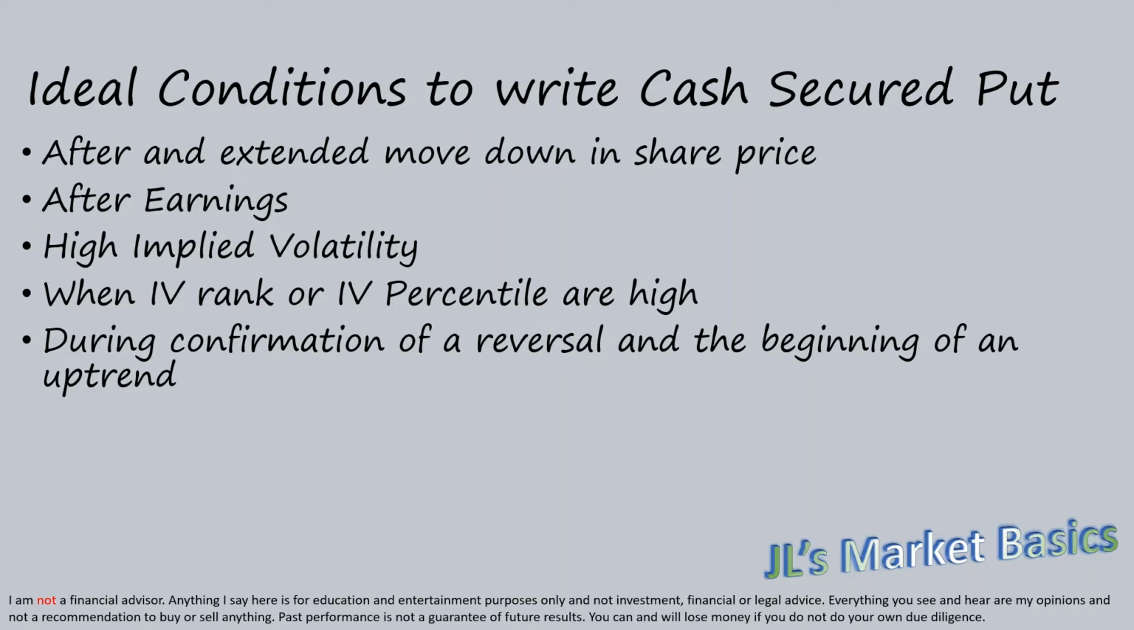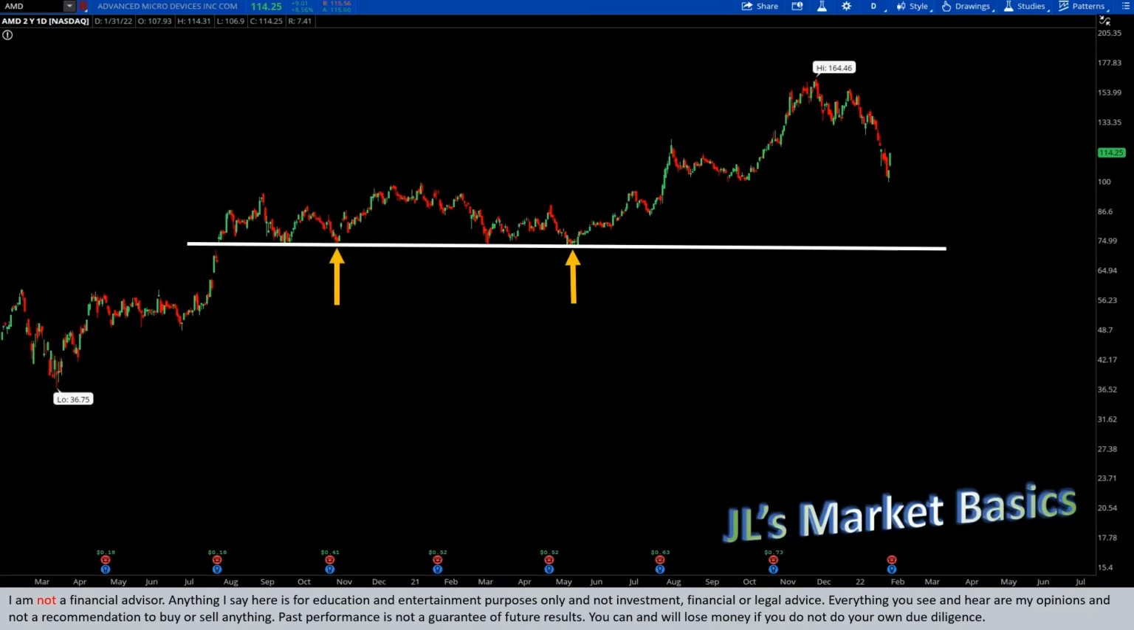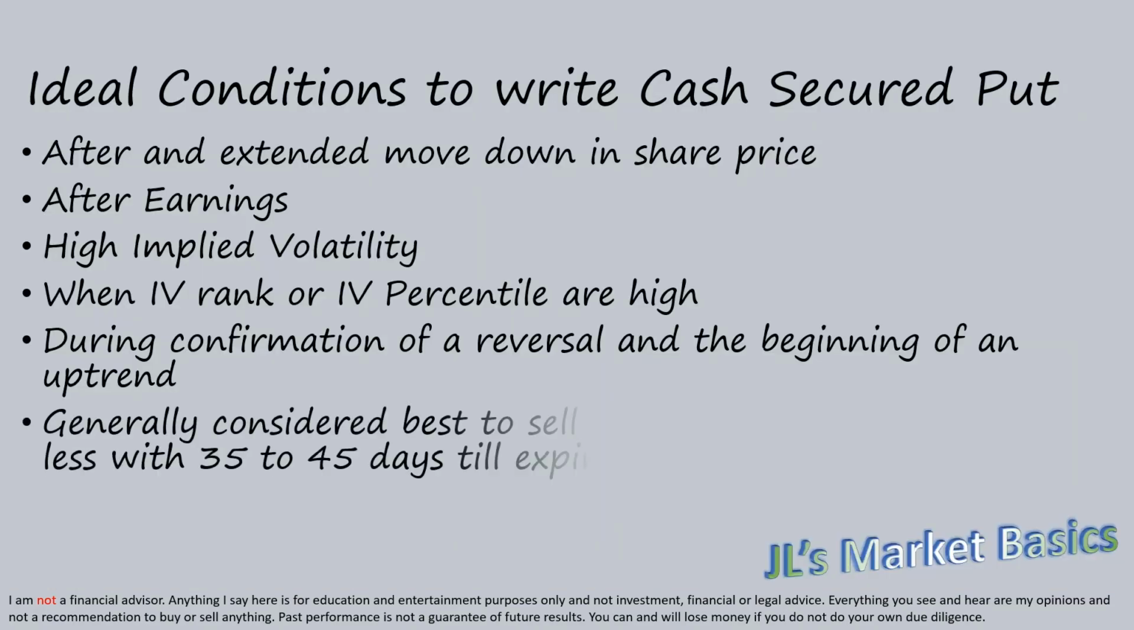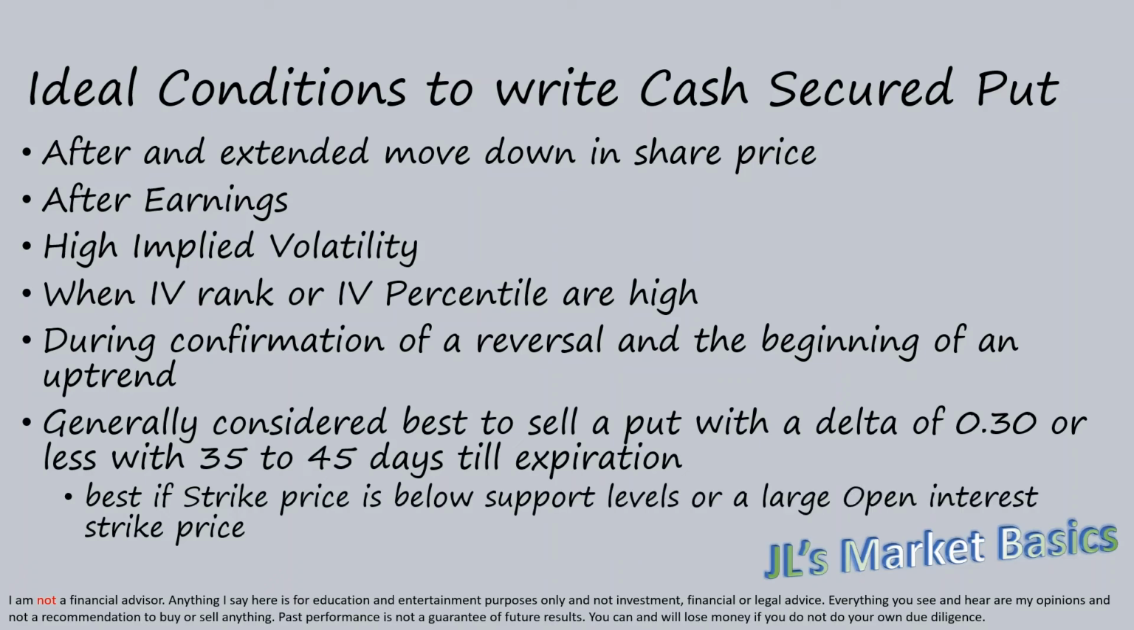based solely on IV. For example, here we can see AMD's share price failed to break past support multiple times. This could have been a good time to sell cash secured puts. Another time to sell could have been once the price broke above the resistance trend line and found support on the retouch.